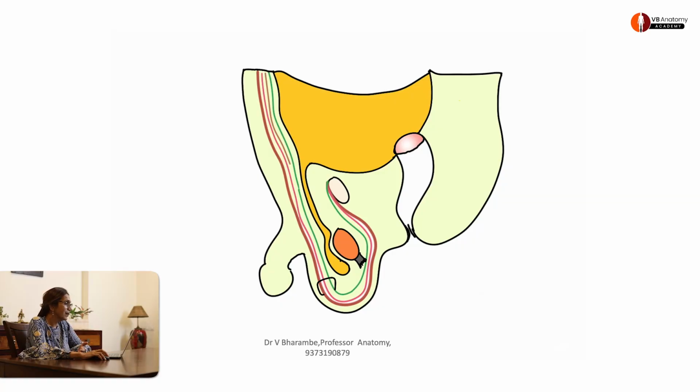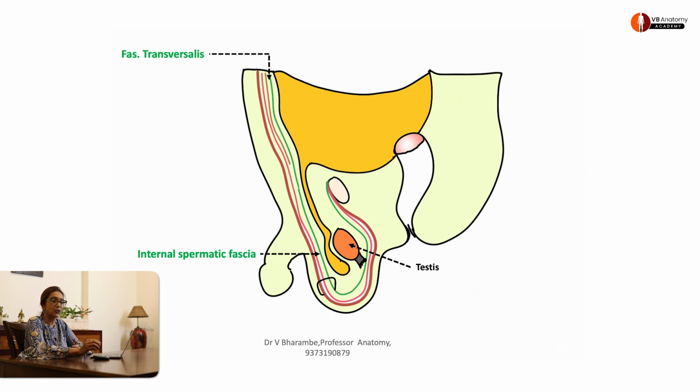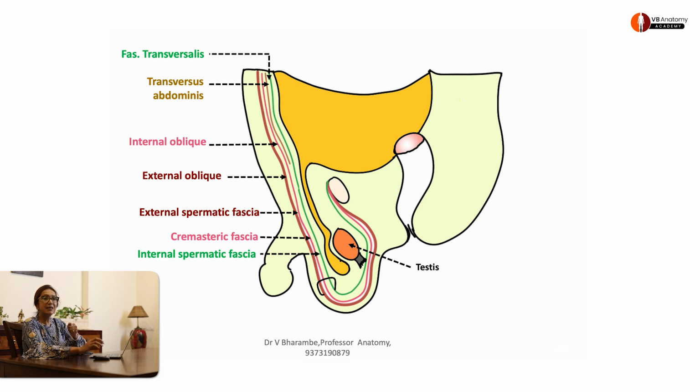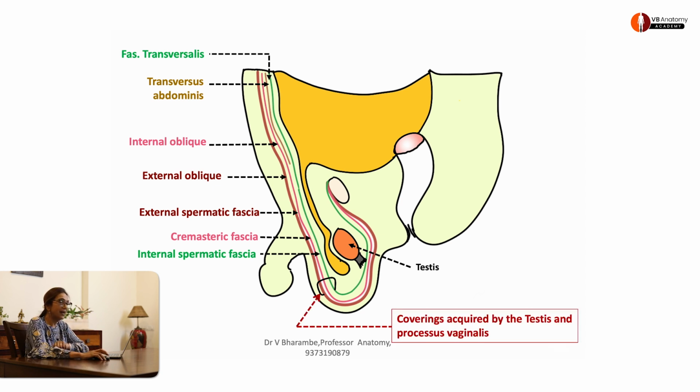Come take a look. So this is the descended testes. As it passes through fascia transversalis, it acquires an internal spermatic fascia. As it passes through the internal oblique muscle, it acquires the cremasteric fascia. As it passes through the external oblique, it acquires the external spermatic fascia. So the testis is not only covered by tunica vaginalis, it's covered by 3 more coverings, which are acquired as it was descending through the inguinal canal.